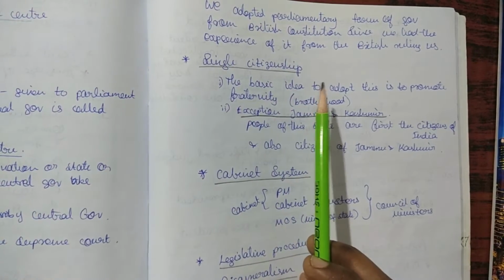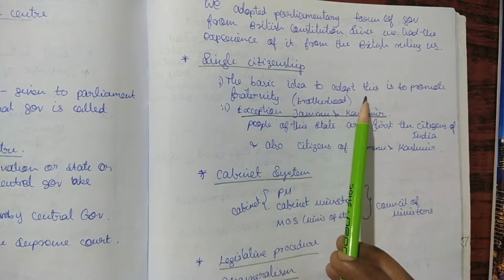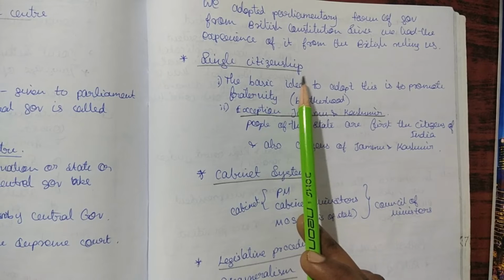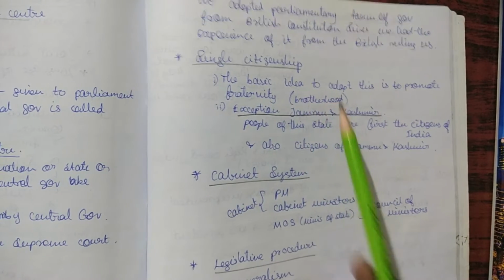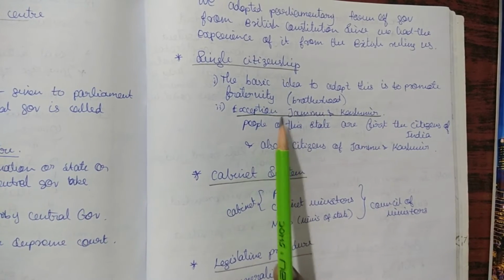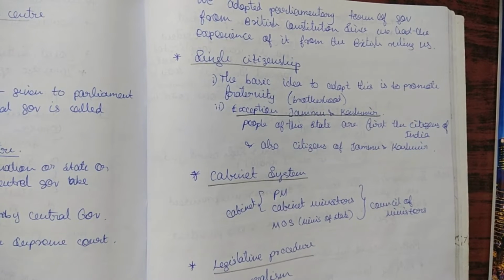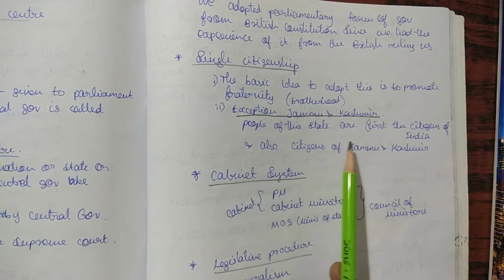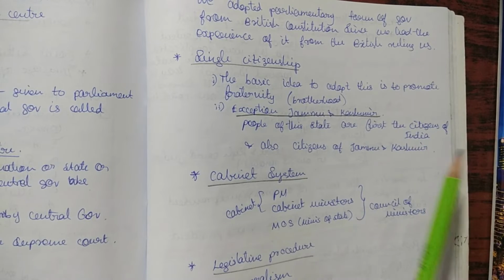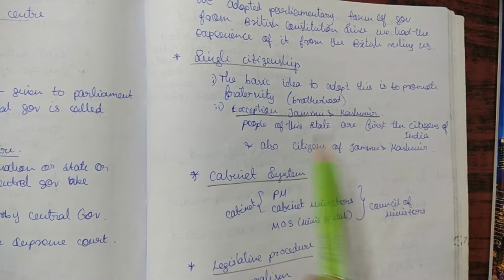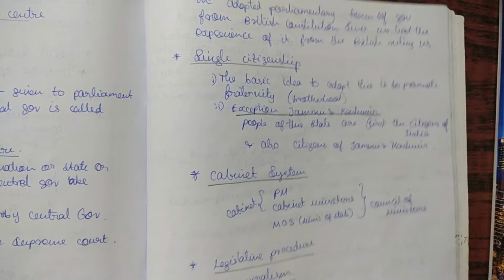Next, single citizenship. The basic idea to adopt this is to promote fraternity. To promote brotherhood, we have incorporated this single citizenship concept from Britain. Exception: Jammu and Kashmir is an exception, because the people in Jammu and Kashmir have two citizenships. One is that the people are citizens of India, and the other is that they are citizens of Jammu and Kashmir. So this is the dual citizenship that the people of Jammu and Kashmir enjoy.